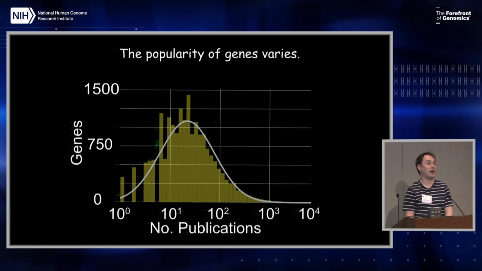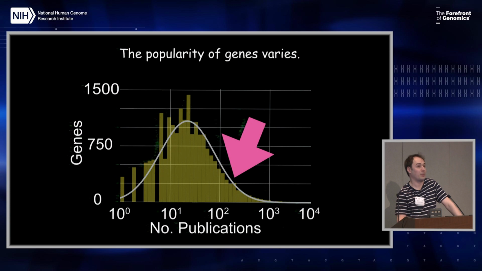You might have seen a graph similar to this one. So this is looking at this PubMed database of biological knowledge, literature. We're counting for every protein coding human gene in how many publications it occurs. We see that some genes occur in hundreds of publications, other genes only in a handful.